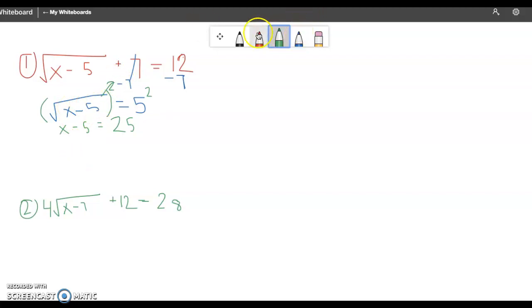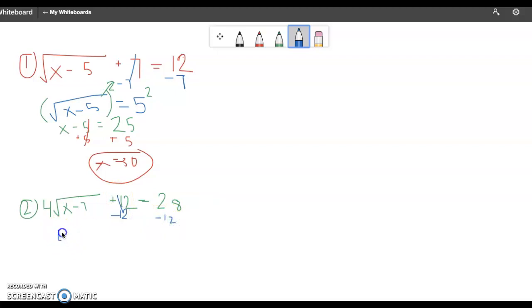And then to finish off the question, what's the opposite of minus 5? Plus 5. Plus 5. And we are left with x is equal to 30. The same concept is going to follow through in number 2. So we're going to remove whatever's on the outside of the radical first. Always start with undoing addition and subtraction. So that's why we're going to start with subtracting 12 on both sides.